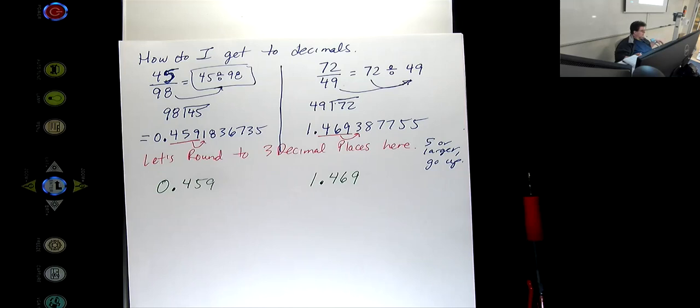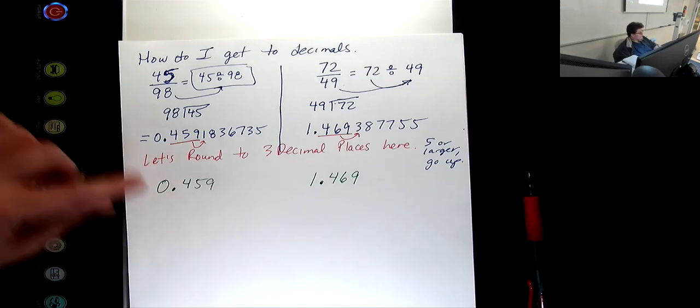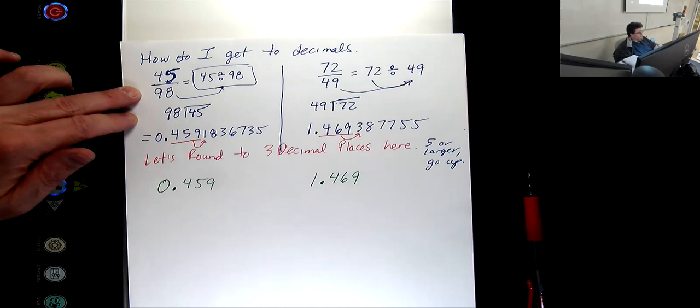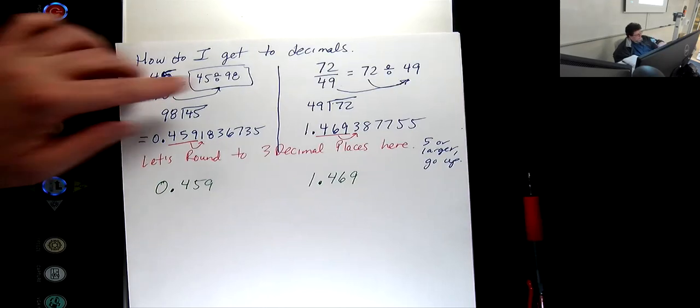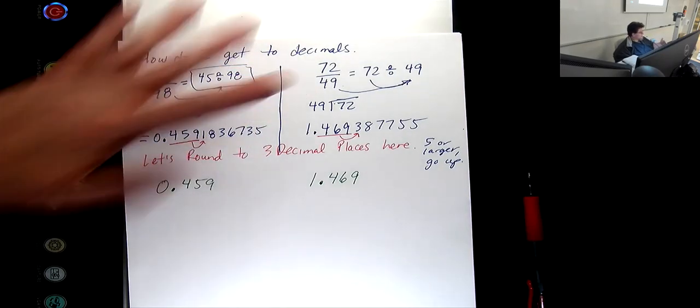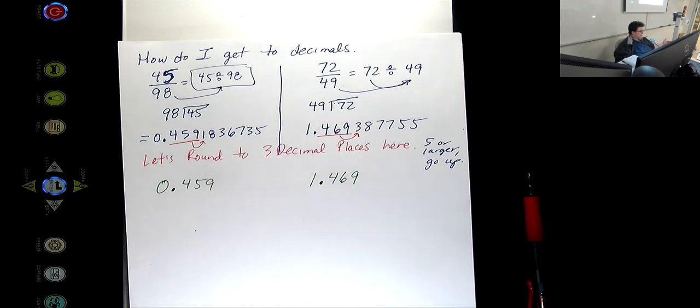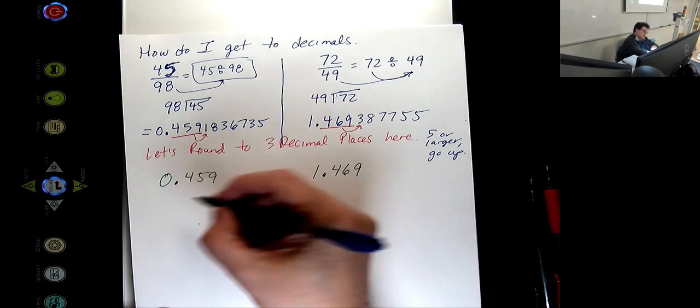Going the other way, unless you have the right calculator, isn't too bad. Some calculators do it, but if your calculator doesn't, how do I get this to a fraction again? Now that I've rounded, I'm not going to be able to go back to the old one. I will not get the 45 over 98 again. I will not get 72 over 49 because I chopped some of that off. I can't get it back if I just had these. So I need a way to get these back to fractions.